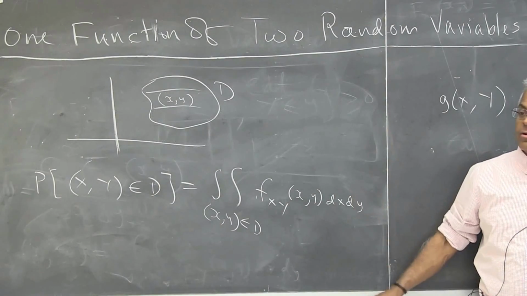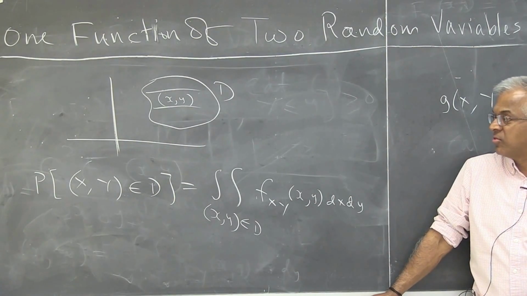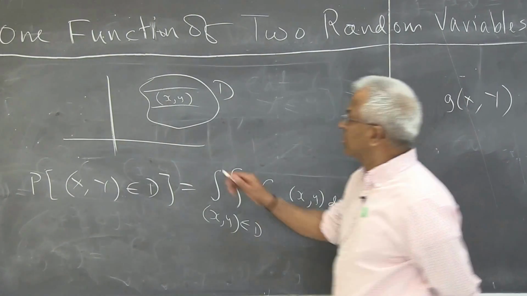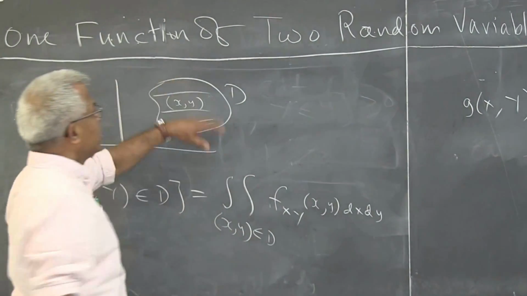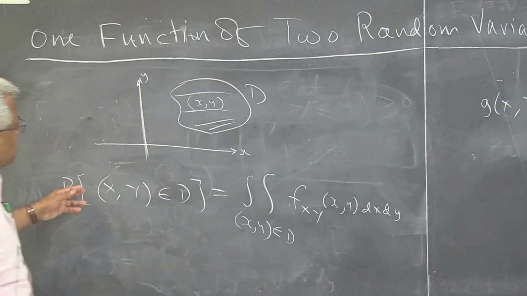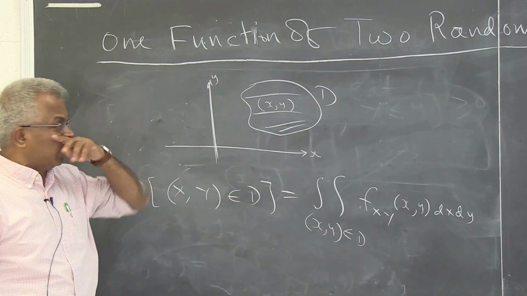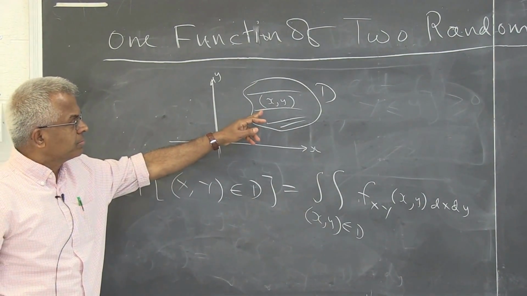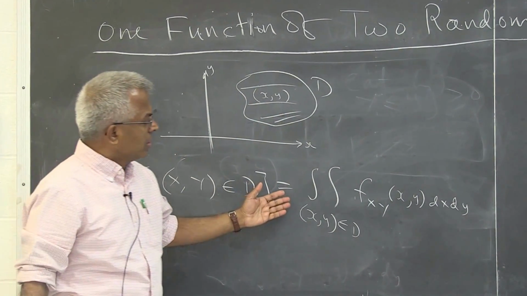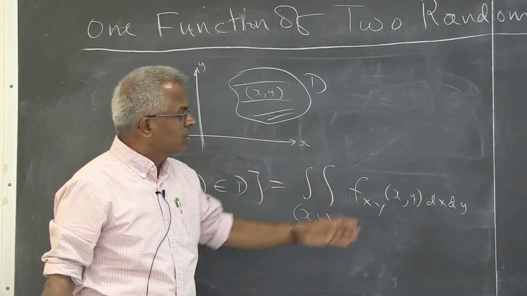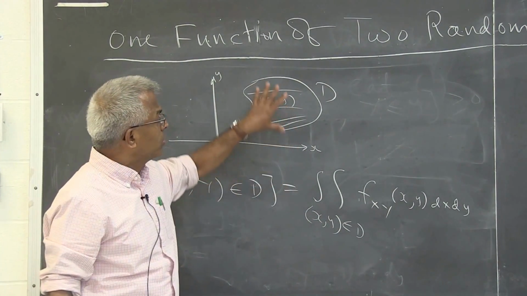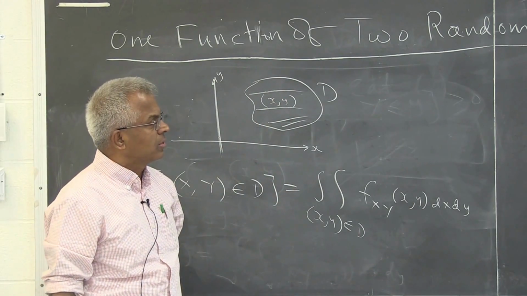So let's look at a few examples on functions of two random variables. As we just discussed, if you have a region in the 2D plane, the xy plane, the probability that the random variables x and y belong to that region is given by, as we just saw a few minutes back, the area under the joint density function, but evaluated only over the region of interest.